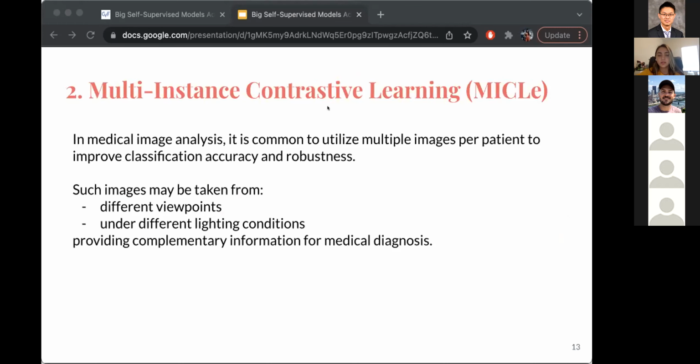After that, they're also proposing the multi-instance contrastive learning. The reason why they're using this framework is because in medical image analysis, it's common to utilize multiple images per patient to improve the classification accuracy and robustness. The images can be taken from different viewpoints or under different lighting conditions, which makes the framework more robust.